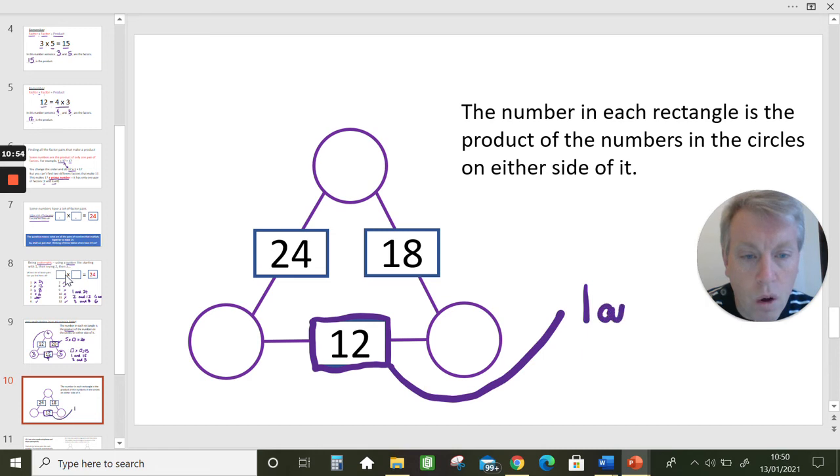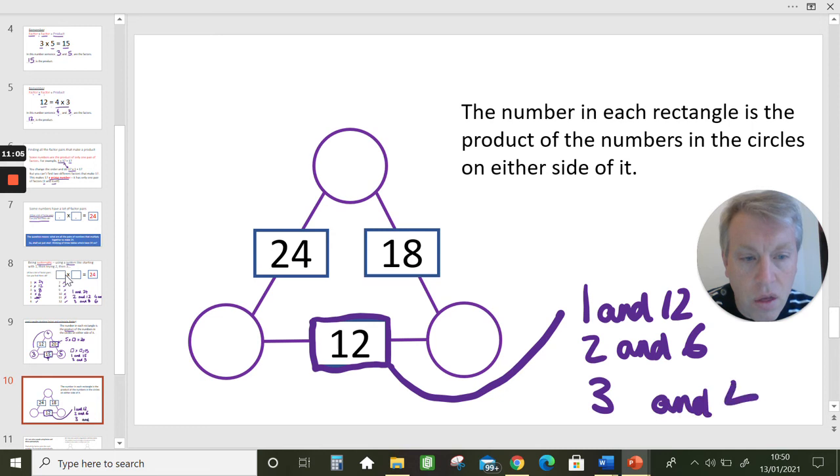Well, 1 and 12. 2 and 6. 3 and 4. Ooh, it's tricky. I wonder, what shall I try? It's not completely obvious because 24 and 18, well, 18 is not on the 12s, 24 is. I wonder, this might be a chance for me to just try it.